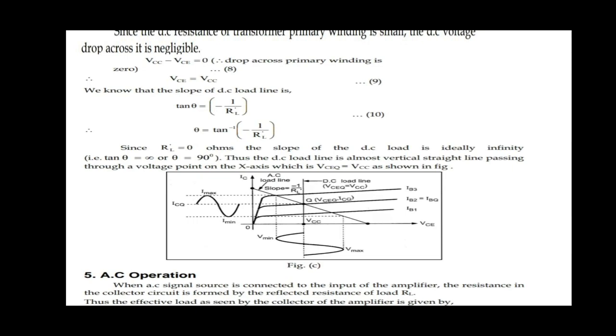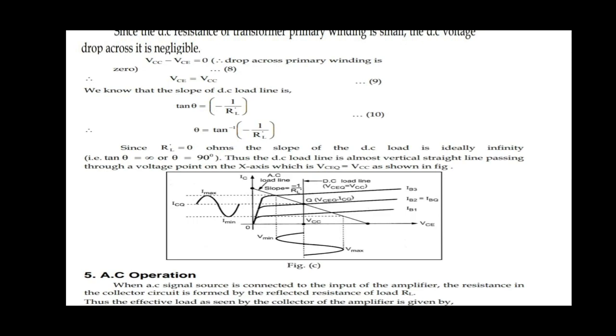Next, efficiency. We know that the voltage across a transformer has less resistance. In a transformer, ideally, the resistance is equal to 0. So applying KVL, the drop across the primary winding is 0, VCC minus VC equal to 0. So VC equal to VCC.